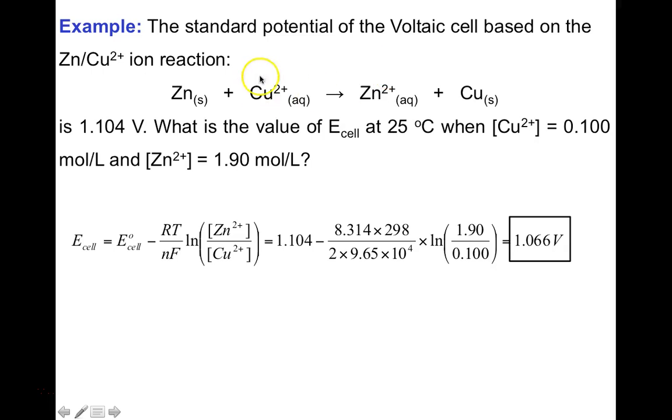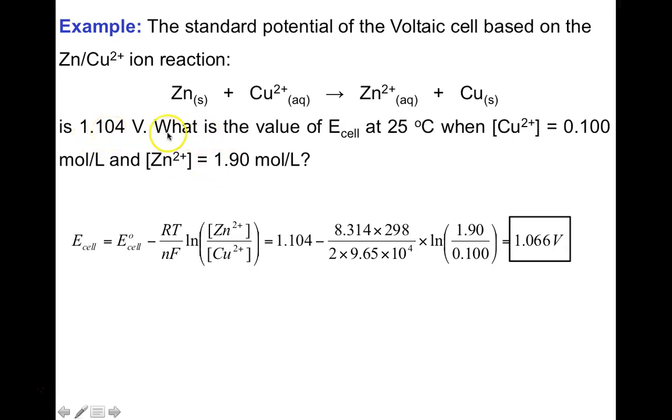But as soon as we hook this cell up, we're going to start consuming copper ions, and their concentration will drop to be lower than 1 mole per liter. And we'll start making zinc 2+ ions, and their concentration will grow to be bigger than 1 mole per liter. So the only time that we're going to have this exact cell potential is at the instant when we connect the cell. Any time after that, we will have a different value.